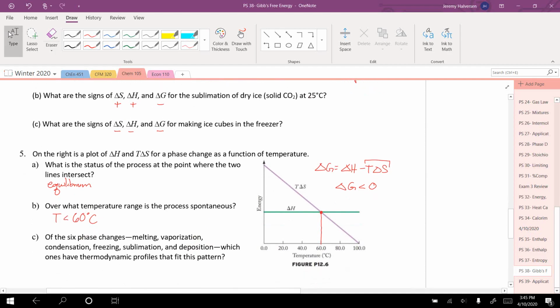And lastly, of the 6 phase changes, melting, vaporization, condensation, freezing, sublimation, and deposition, which ones have thermodynamic profiles that fit this pattern? Kind of a confusing question, but basically this is saying this process is spontaneous at low temperatures and not spontaneous at high temperatures. Which other phase changes are spontaneous at low temperatures and not high temperatures? Melting happens when you increase the temperature, so that's not one of them. Vaporization happens when you increase the temperature. Condensation happens when you decrease the temperature. Freezing does as well. Sublimation happens when you increase. Deposition happens when you decrease.